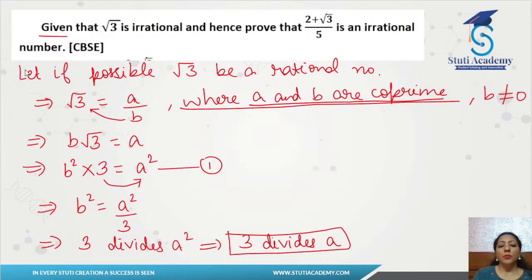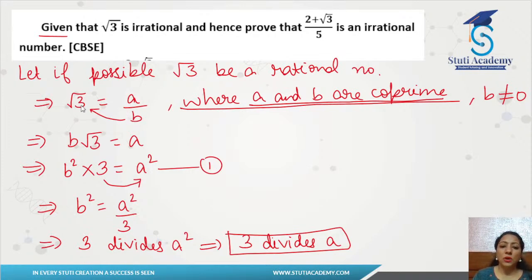So we had to prove that root 3 is an irrational number. Now we've started with: let, if possible, root 3 be a rational number. Now if root 3 is a rational number, it can be written in the form of A upon B, where A and B are co-prime numbers. Co-prime means that they don't have any common factor other than 1. Also, we have taken B not equal to 0. B is non-zero because B is in the denominator. Division by 0 is not possible.